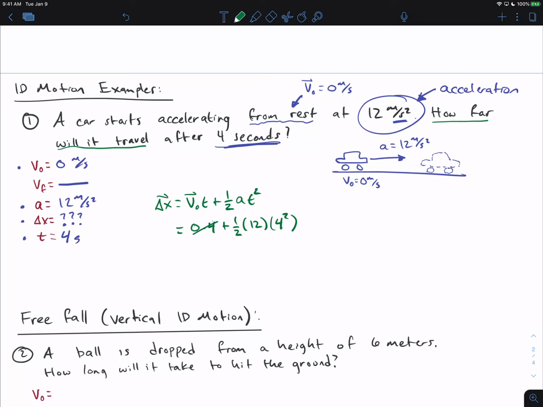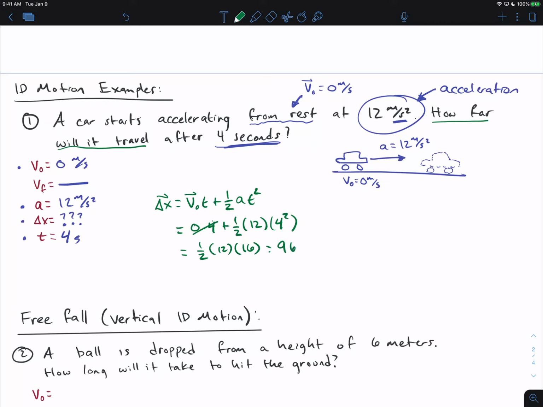So 0 times 4, this whole thing is just 0. This is good. This leaves me with 1/2 times 12 times 4 squared. If we plug this into our calculator, we will get, let's see. If you're following along with me, you can also work through this. I got 96, I believe. So I'll go ahead and try that one more time just to make sure. I have 96. All right, so 96.